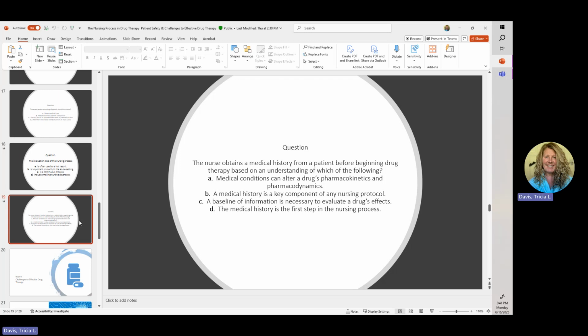What do you guys think? So your answer here is going to be C, a baseline of information necessary to evaluate drugs' effects.